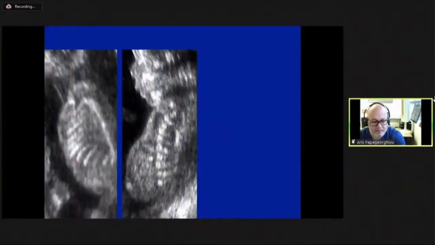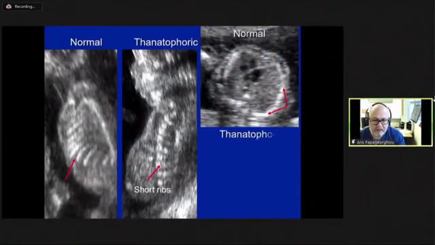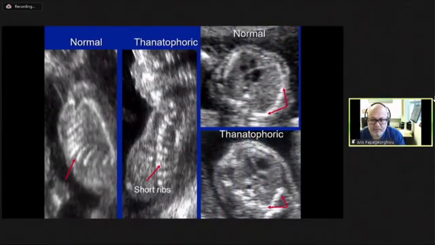Here we have a sort of parasagittal plane. So if you go just off the sagittal plane, in the normal scenario, you can see these nice, lovely normal ribs on that left picture coming up to the front. And here in the thanatophoric case, very shortened ribs. And once more, if you just turn your transducer there, you can see that also in the axial plane. So I think there's lots and lots of clues of this shortening of the ribs, which of course is not just relevant here for thanatophoric dysplasia, but for other dysplasias as well.